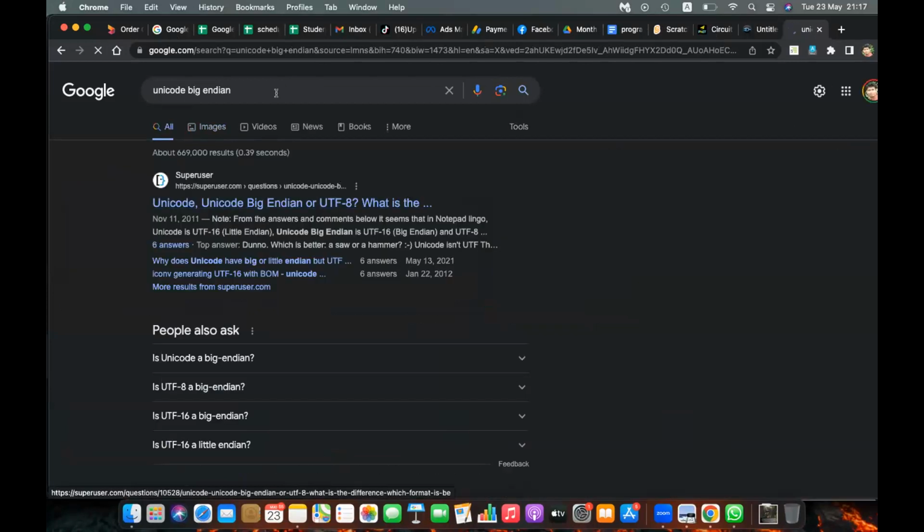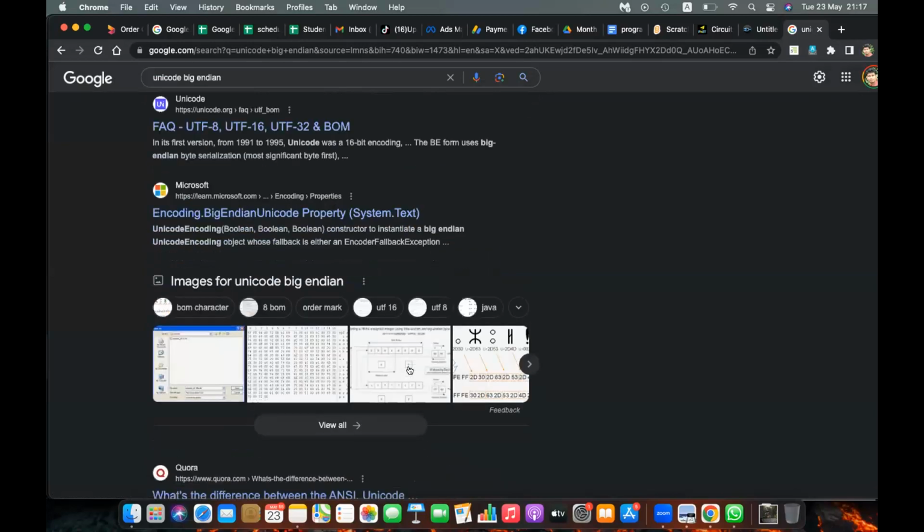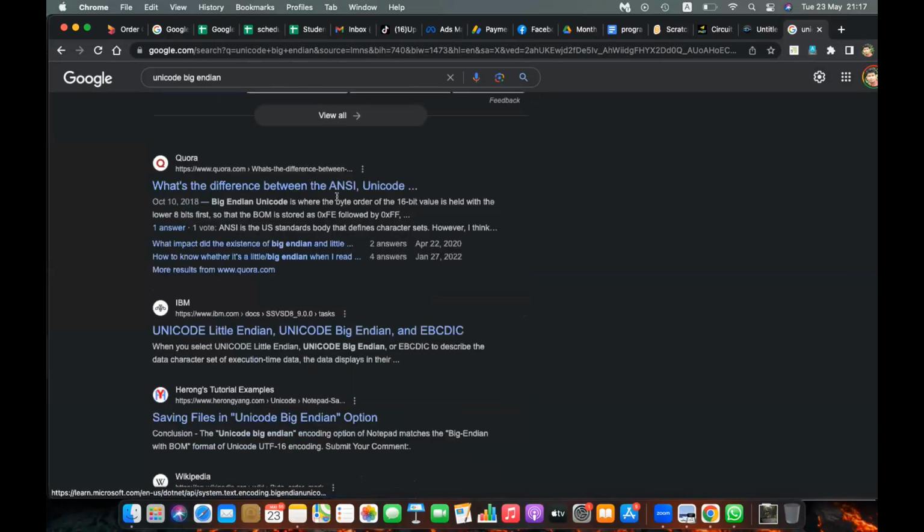So how many bits in Unicode? UTF-16 is basically the big endian one. UTF-16 little endian is also there. Don't think too much about these endian versions; explore them if you like. UTF-32 is also there. That is for the 32 bit. Right? 32 bit version is also there.